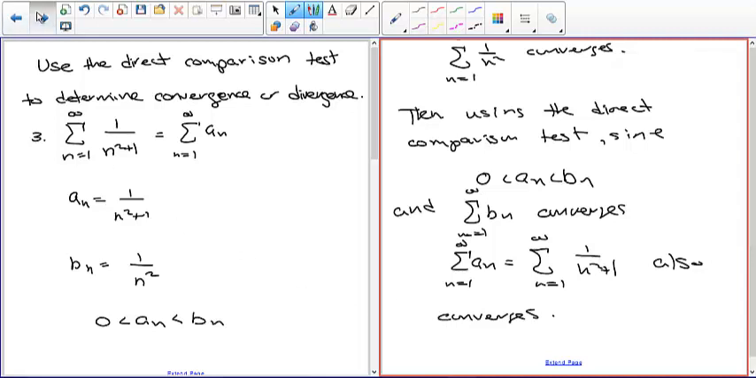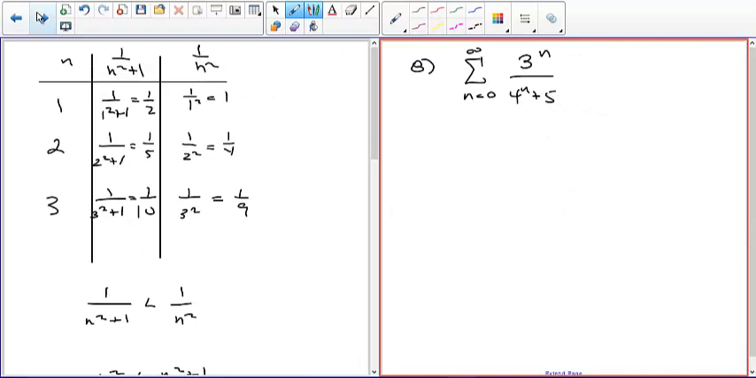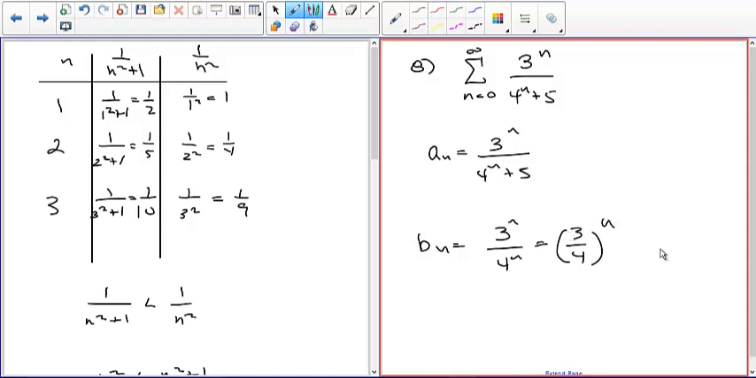Okay, let's see what else we got here. So this is a similar kind of thing. What you would do, you'd have a sub n be 3 to the n over 4 to the n plus 5, and you would let b sub n equal 3 to the n over 4 to the n, or 3 over 4 to the n. So what I've done is I've dropped that 5 term, and then I've grouped the two terms together because they have the same exponent. And that's not a p-series, but that's a geometric series.